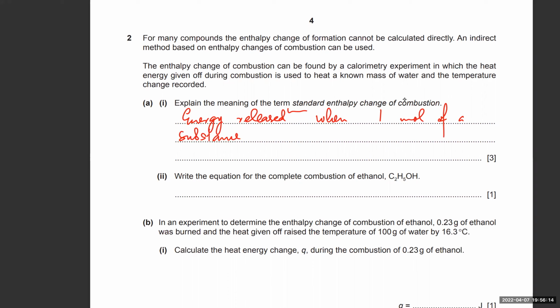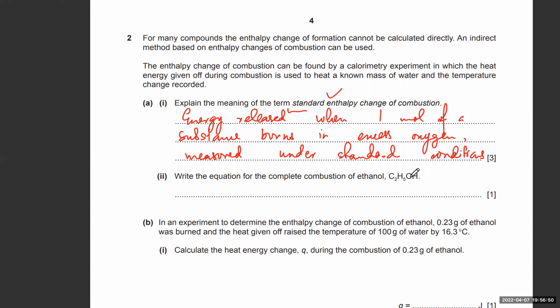So 1 mole of any substance, not just a compound, because a compound indicates that it's a combination of two things, right? It could just be a carbon atom. So 1 mole of a substance burns in excess oxygen, but saying compound would still be fine. I mean, they wouldn't cut marks for that. And because they've used the word standard, it's measured under standard conditions.